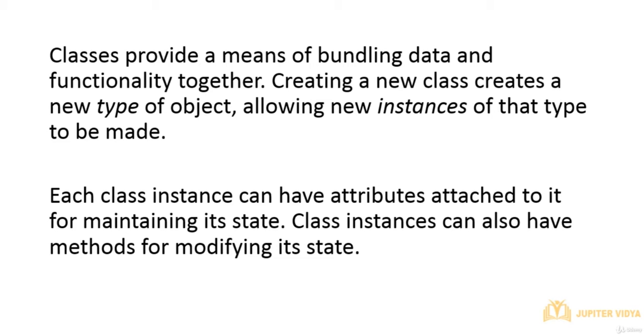Creating a new class creates a new type of object, and using that we can create the instance of the type. Each instance has attributes and methods. Those methods can change the state of the instance. We have a class method that can change the state of the class. So basically, an object contains two things: properties and functions. And objects are a way to bind these properties and functions together in one unit.